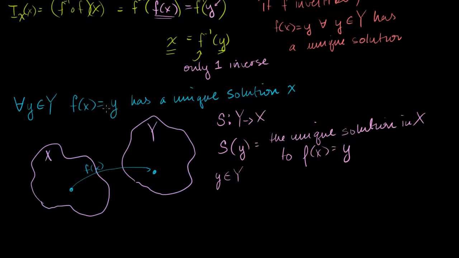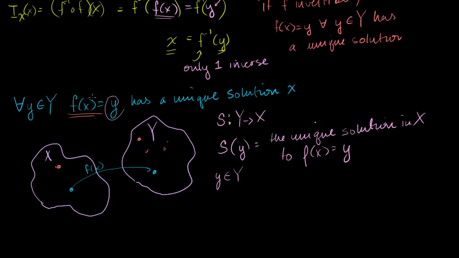We're starting with the idea that you give me any y here. You give me any member of this set, and I can always find you a unique solution to this equation. Well, okay, so that means that any y here can be associated with a unique solution in the set x, where the unique solution is a unique solution to this equation here.